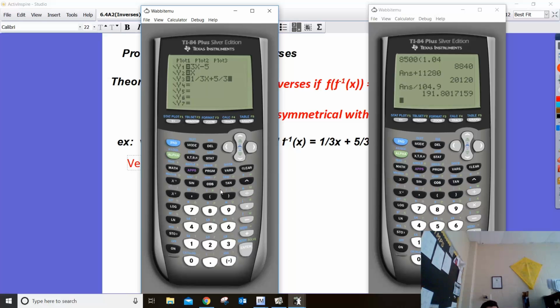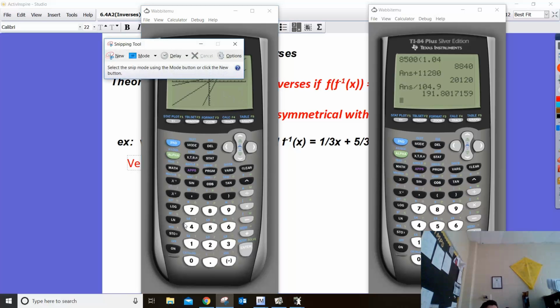Yeah, because that's the line of symmetry. Now, I think you can tell by looking at your TI-84 that if you pick any point, you have kind of equal distance, don't you? So yeah, they are inverses just by looking at the graphs.